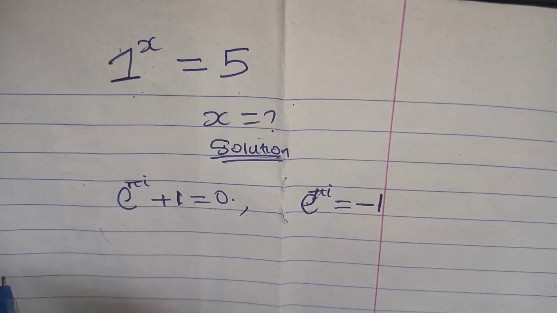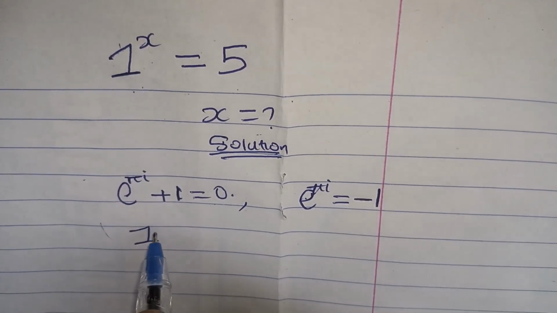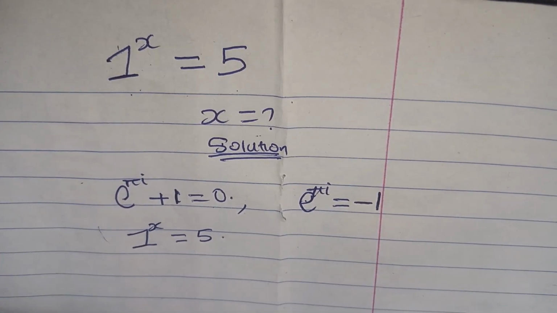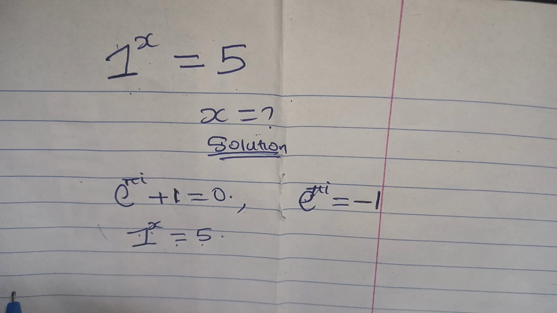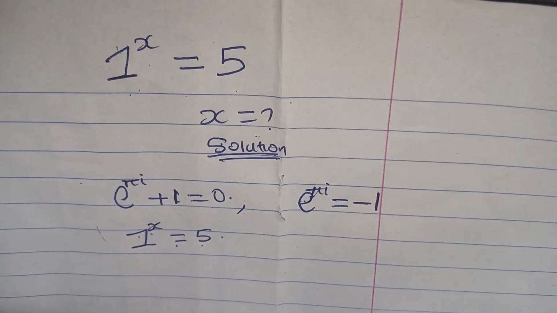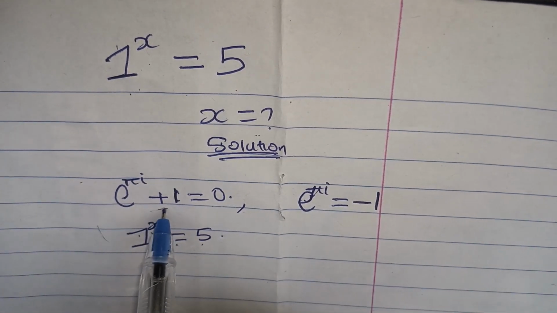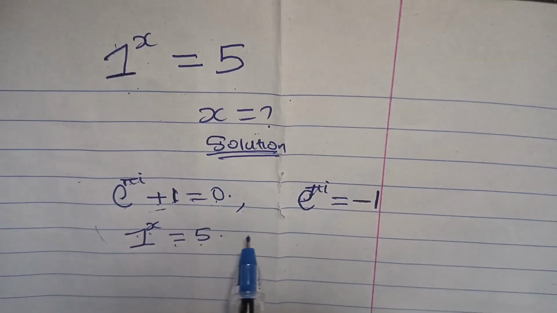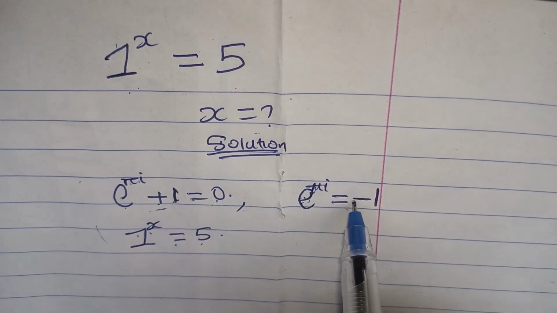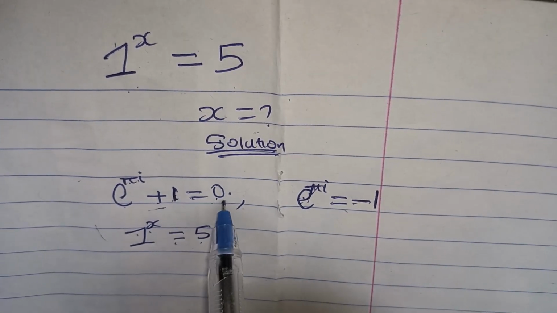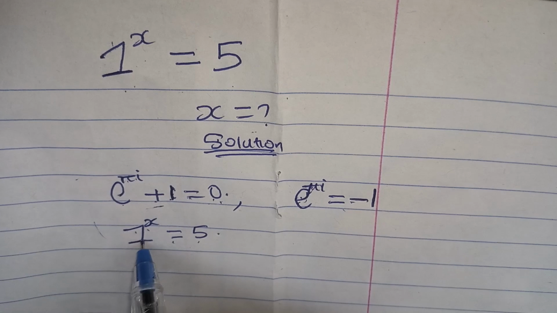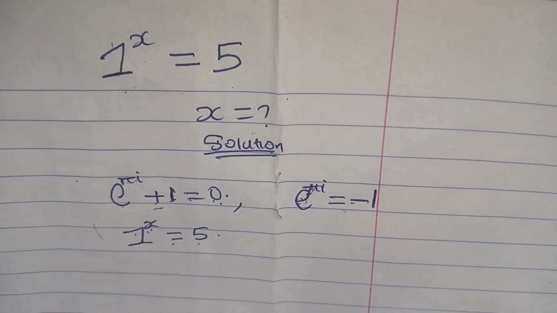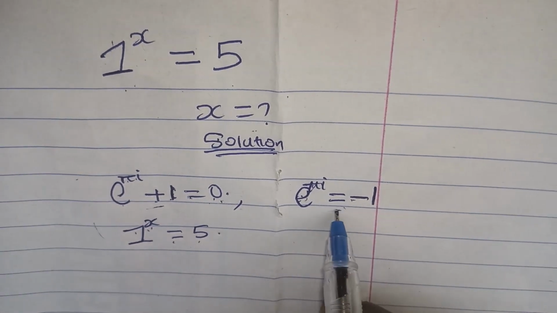But if you look at this equation very well, we're having 1 to the power of x is equal to 5. So how can we solve this? If we use Euler's identity, which is e to the power of pi i plus 1 equals 0, then we said e to the power of pi i is equal to minus 1 by bringing this to the right hand side of the equation. But seeing this, we are having 1 to the power of x. So if we are having this, the next thing is to work on this rule.